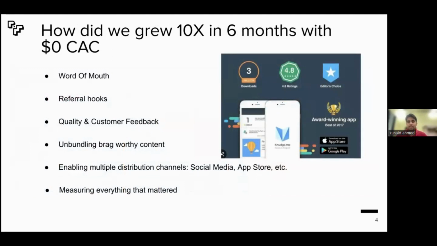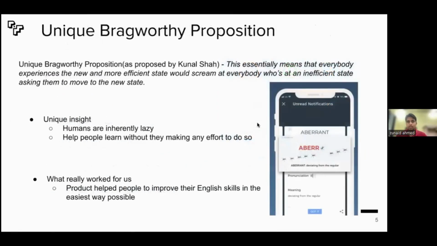So one thing that really worked for us was word of mouth. And for any product to get word of mouth popularity, it needs to have some kind of a unique value proposition, or as Kunal Shah says, it needs to have some kind of a unique brag-worthy proposition. So the idea here is that the value that you are providing to the user needs to be brag-worthy enough so that your users go out and talk about your product to other users, and which will help you build the organic growth or word of mouth growth for your product. For us, what was the unique insight that we had, and what was the most brag-worthy proposition for our product?